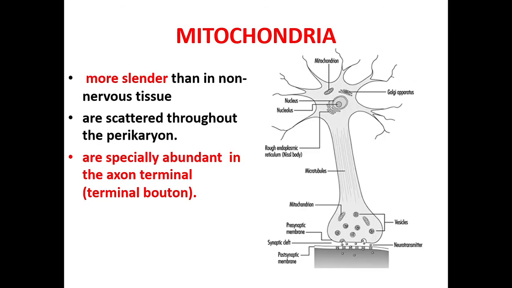The mitochondria of nerve cells are more slender than in other body cells. They are scattered throughout the perikaryon, especially more abundant in the axon terminal or in the terminal button. They have the same function as in other cells in the body, the powerhouse of the cell. But another function of the mitochondria, especially in the axon terminal, is that they are involved in the relay of the impulse from the nerve cell to the receptor cell.